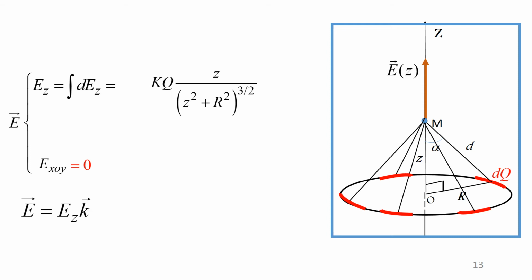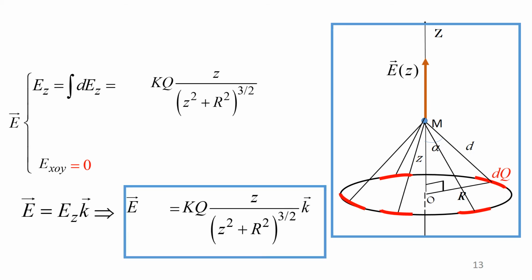So the total E is entirely held by the z-axis, because the other component is equal to 0, and we have the final expression of E, and you see that it depends only on z.